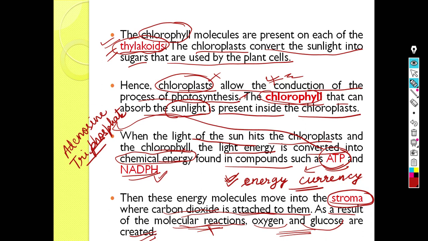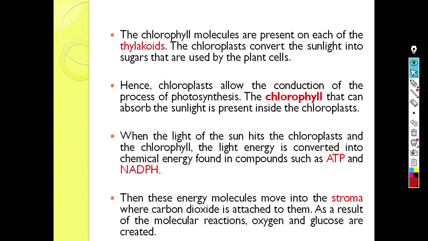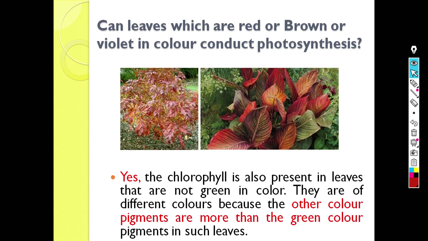Okay, so I hope you understood this point, and you now know very well what the energy currency is, what the structure of chlorophyll and chloroplast is, and how these reactions take place inside the chloroplast. Now see, you must have seen many times around you that there are so many plants having different colored leaves, isn't it? For example, you can see in this picture there are two different plants, and you can see that their leaves are not in proper green color.